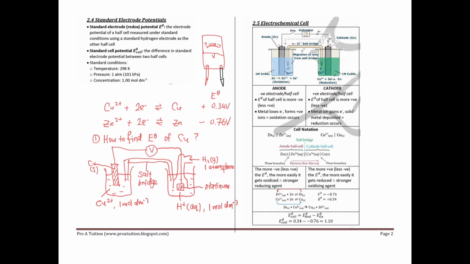Okay, so the red color terminal represents positive, the black one represents negative. If this is the voltmeter that we are using, the conventional, basic voltmeter, and we connect it here, how do we know if it is positive 0.34 or negative 0.76? So how do we know it's positive or negative? Actually, there is a way to know.